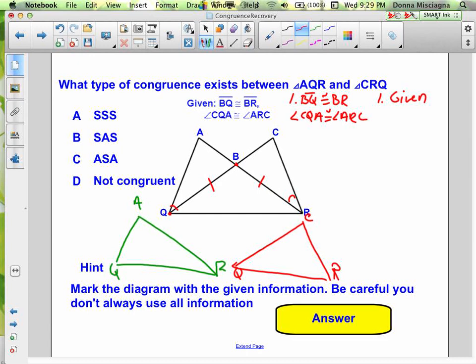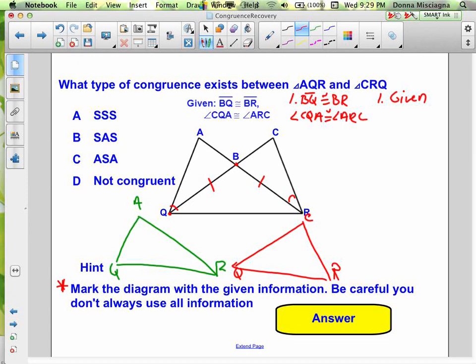But notice this here. Mark the diagram with the given information. Be careful, you don't always use all the information. Sometimes we might not use something, but if it's given to us, it might be helpful, so we better mark it in our diagram.